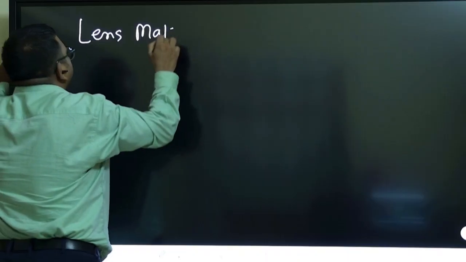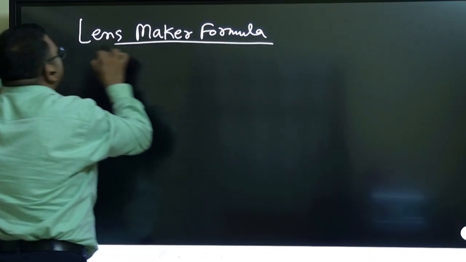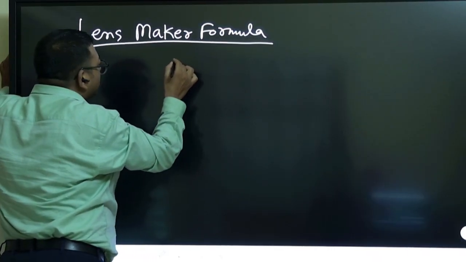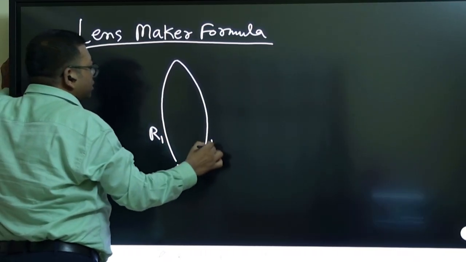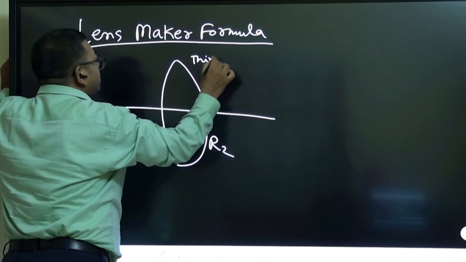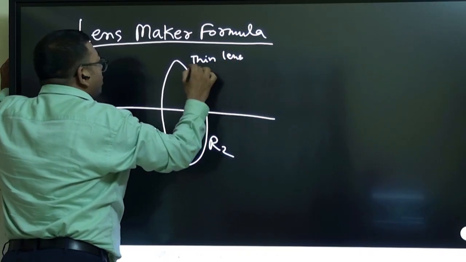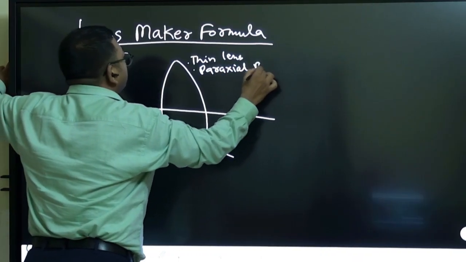Now we are going into the lens maker formula. Lens maker formula means now there are two surfaces. This curvature is R1, this curvature is R2. All these are thin lenses, and all are paraxial rays. These are important things: paraxial rays only.